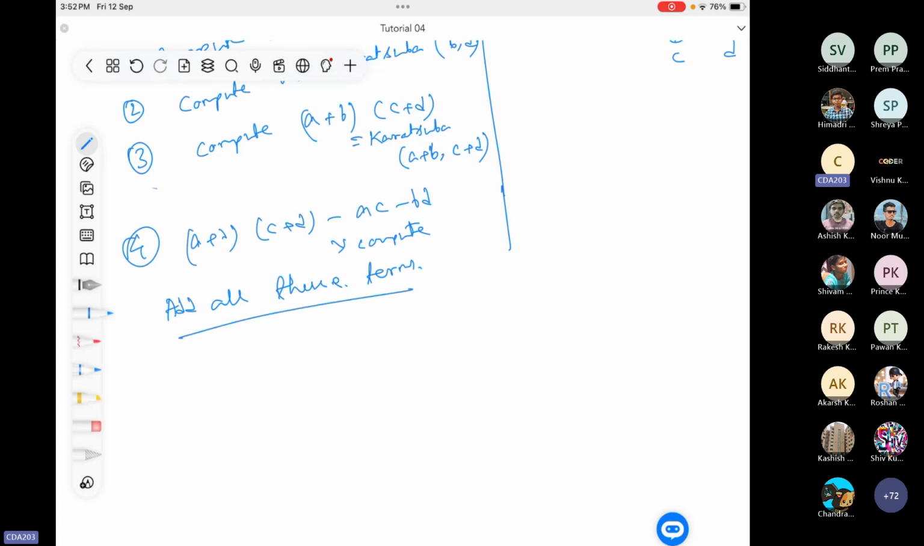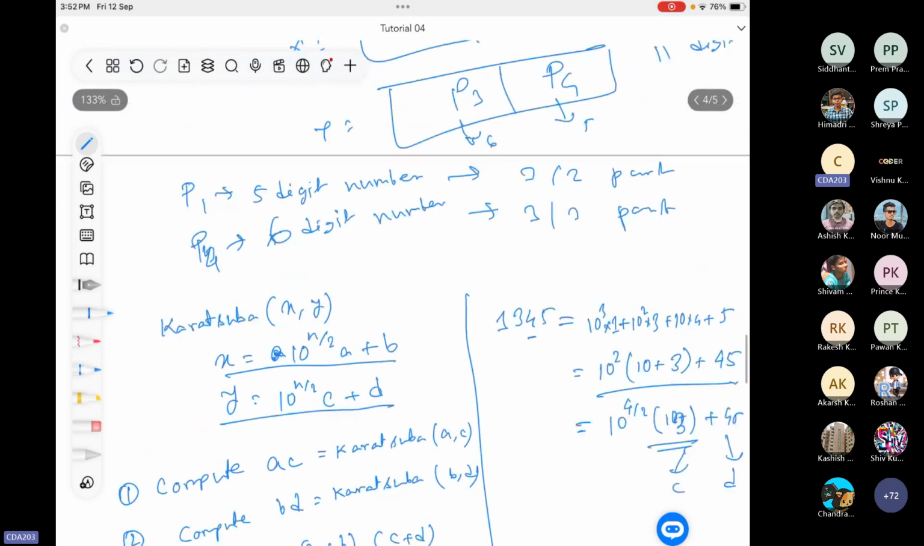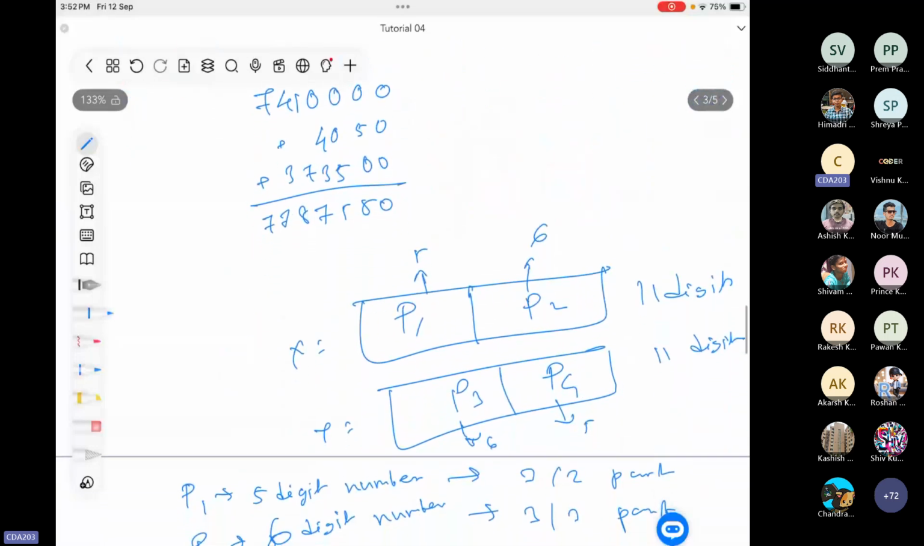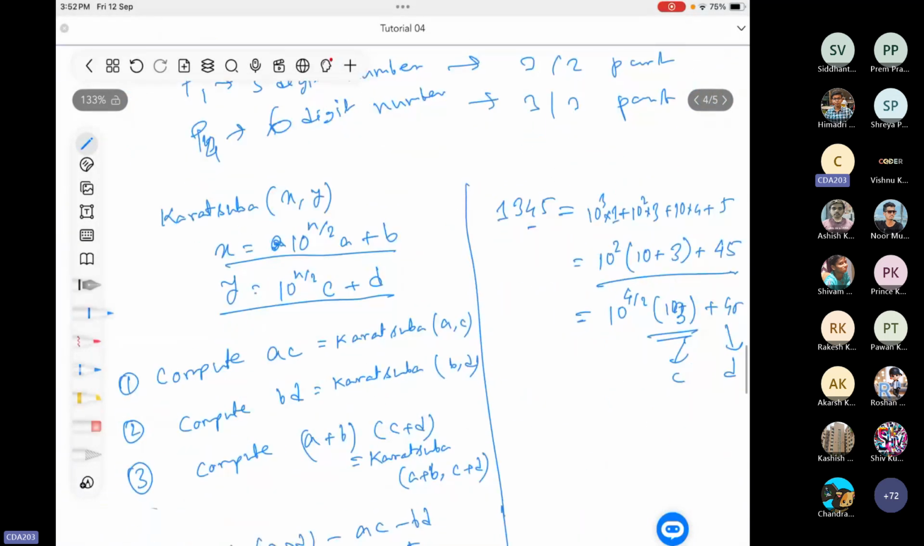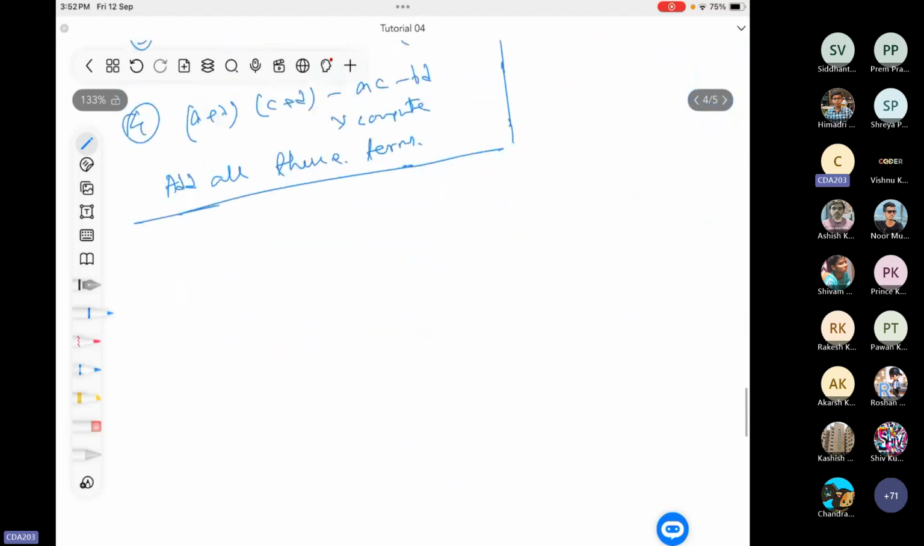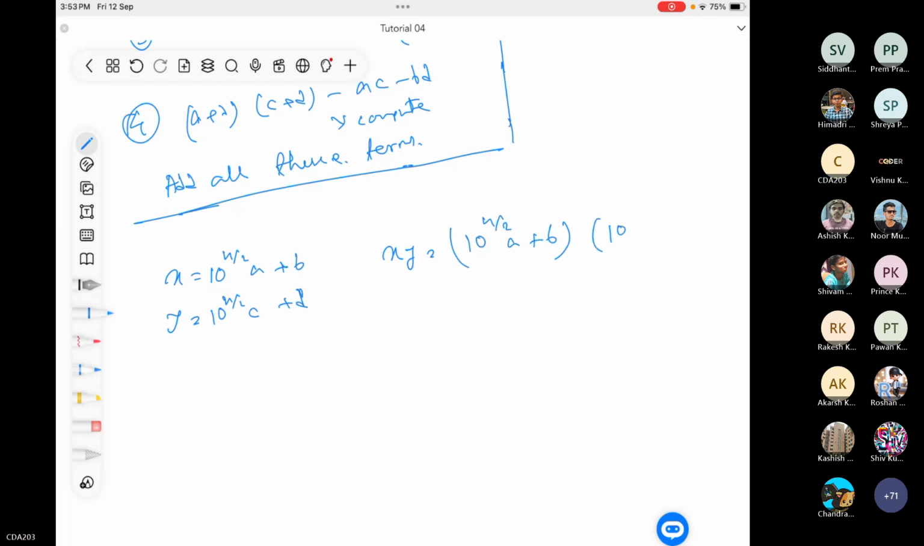Now about the addition part. When someone questions why I put 4 zeros here and why I am adding it in this way, the answer lies in this decomposition. You have seen that I have written x equal to 10 to the power n by 2 a plus b and y equal to 10 to the power n by 2 c plus d, right? So if you compute xy, what will come? You can write x into y in this form.